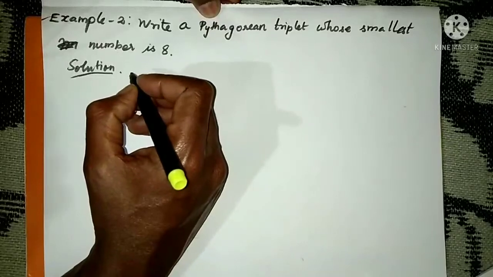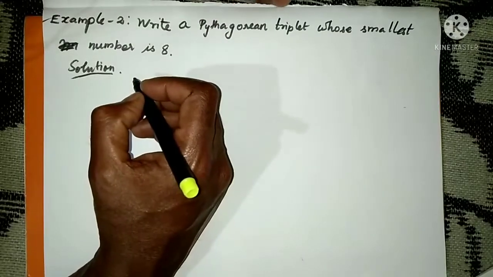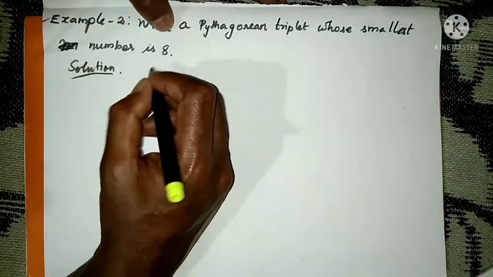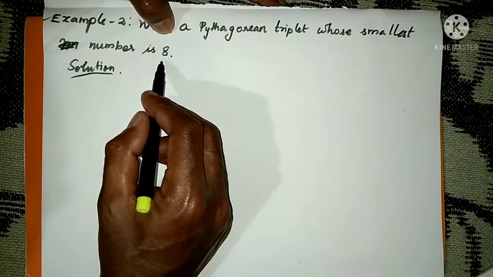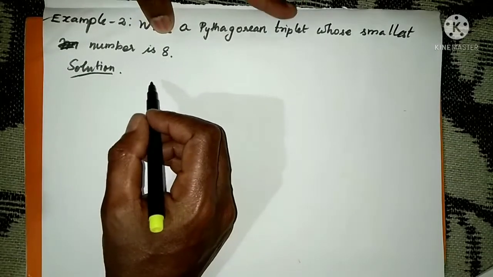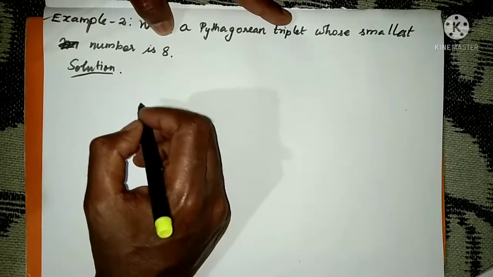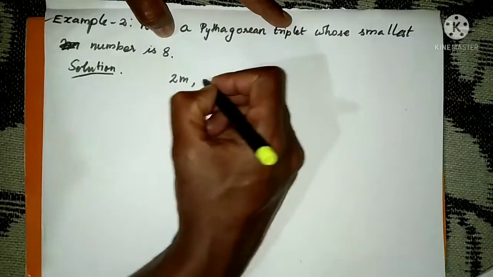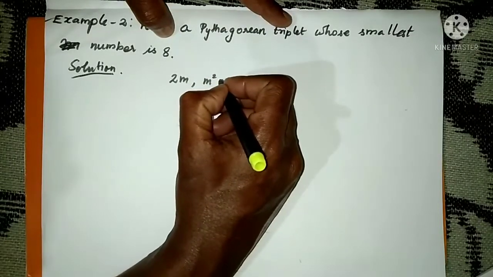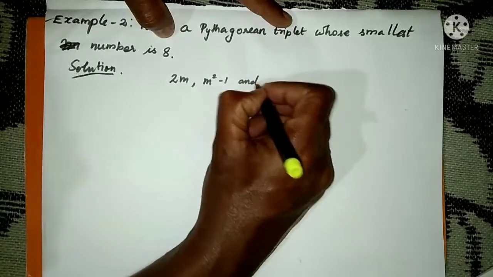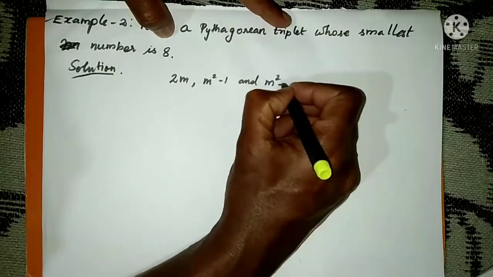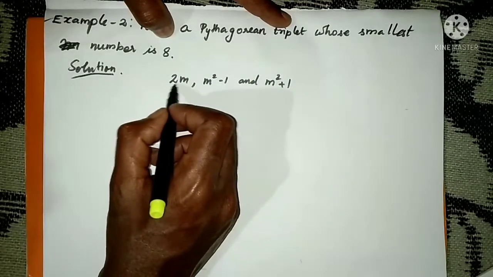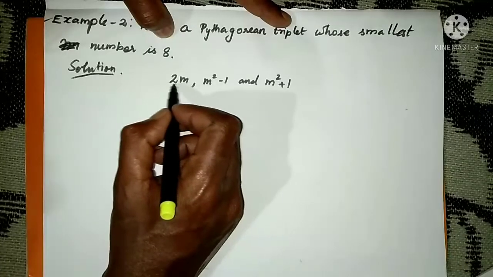Let us see this example 2. Write a Pythagorean triplet whose smallest number is 8. So if you see, this number 8 is an even number. Among the three numbers of the triplet, one is 2m, another one is m square minus 1, and the third one m square plus 1. The first one is an even number. See, 2 times m is a multiple of 2, so even number.